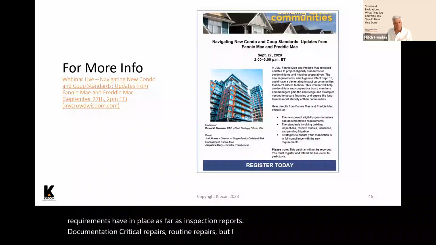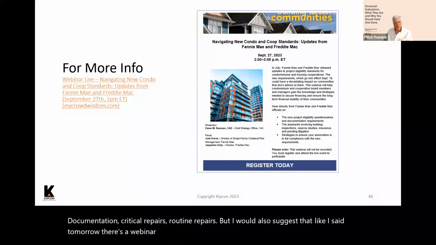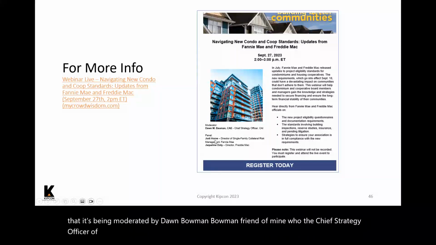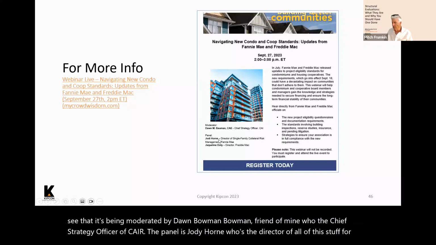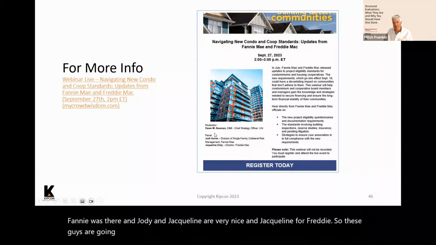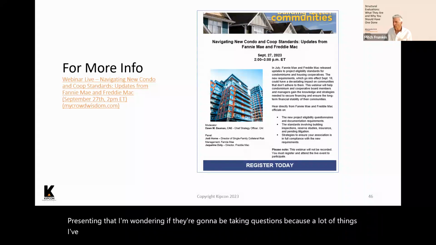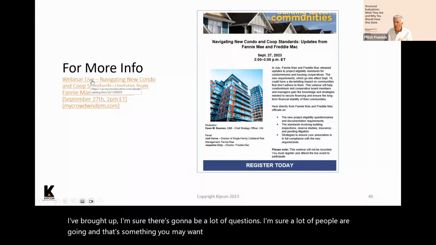But I would also suggest that, like I said, tomorrow there's a webinar by CAI to show this is real-time stuff. And if you look here, you'll see that it's being moderated by Dawn Bauman, friend of mine, who is the Chief Strategy Officer of CAI. The panel is Jody Horn, who's the director of all of this stuff for Fannie. And Jody and Jacqueline are very nice, and Jacqueline for Freddie. So these guys are going to be presenting, and I'm wondering if they're going to be taking questions, because a lot of the things I brought up, I'm sure there's going to be a lot of questions. I'm sure a lot of people are going, and that's something you may want to take a look at.